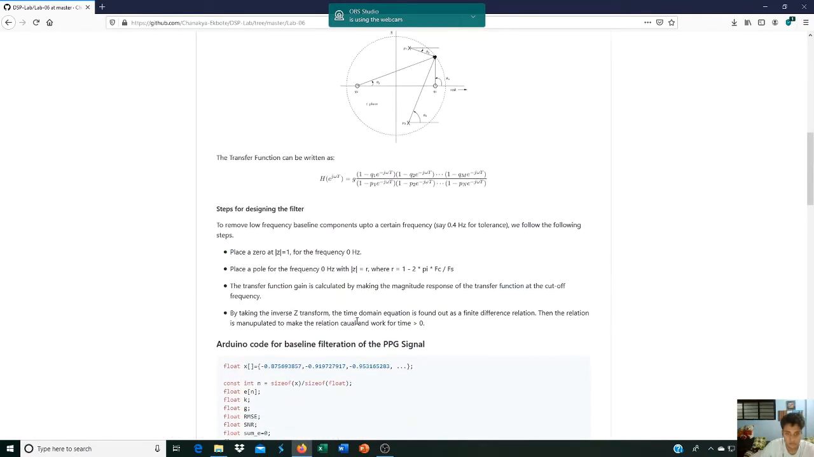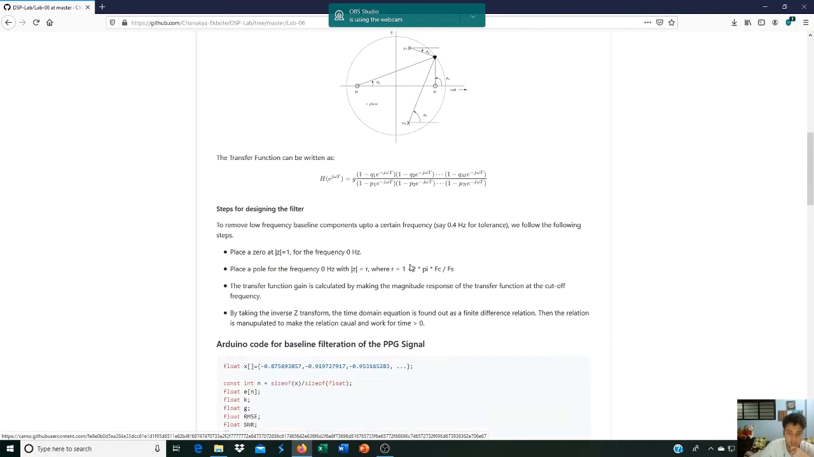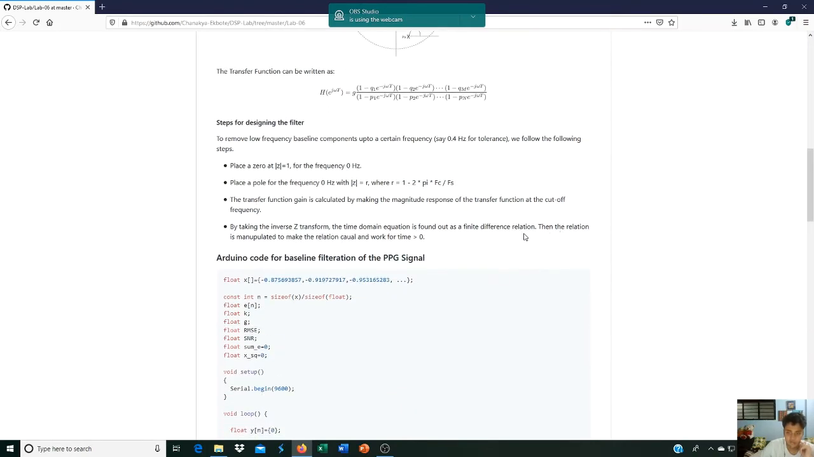Now, the transfer function gain is calculated by taking the magnitude response of the transfer function at the cutoff frequency. If you want to get the gain, which is G, at the cutoff frequency you will make this entire magnitude equal to 1. Then you can compute the value of G and back substitute that into the transfer function equation. Now take the inverse Z transform, and the time domain equation is found as a finite difference relation. Once this finite difference relation is computed, you can easily plug in the values, but note that it has to be made into a causal relation.